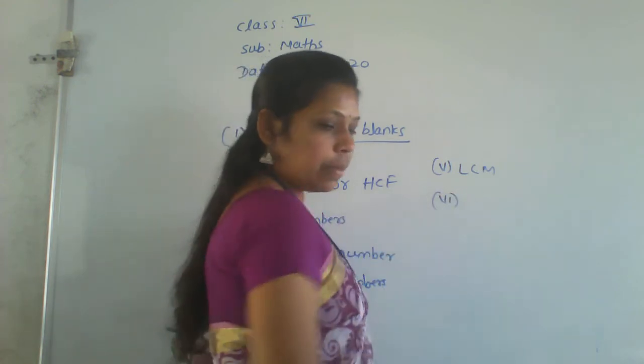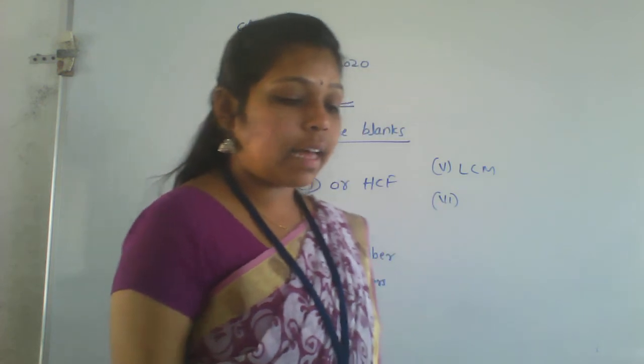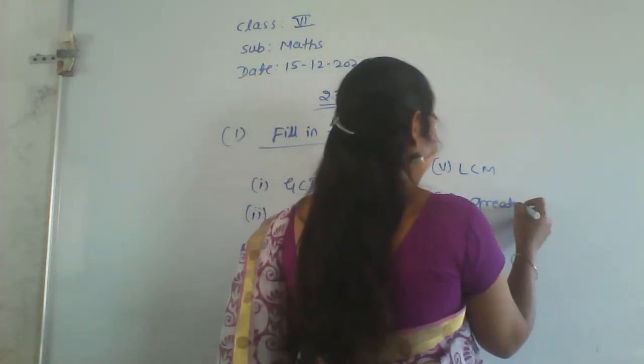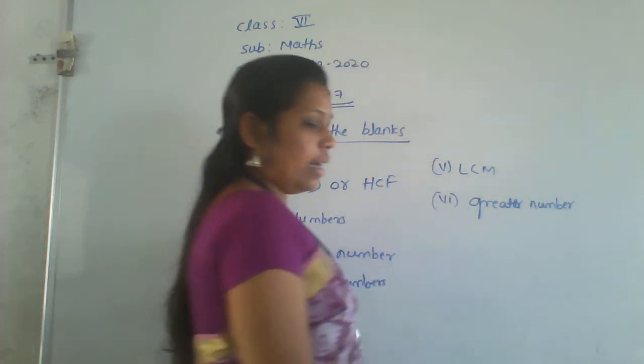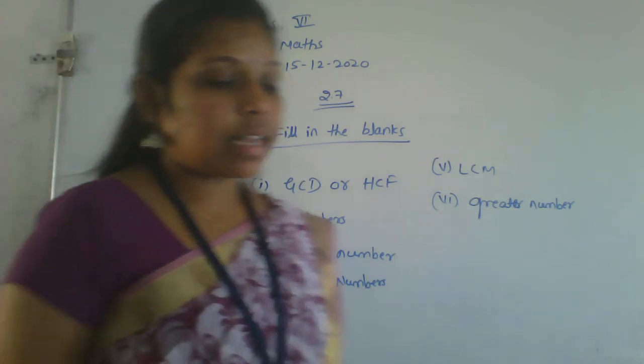Sixth one is the LCM of two or more numbers cannot be less than the greater number. Cannot be less than the greater number. This is the fill in the blanks we completed. Now go for the second main.